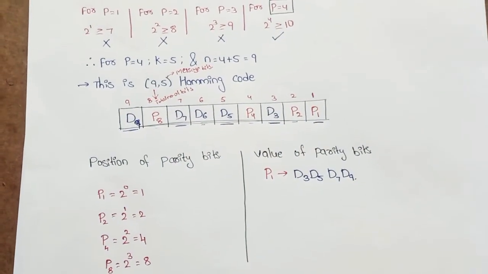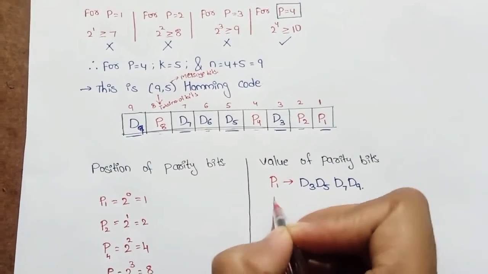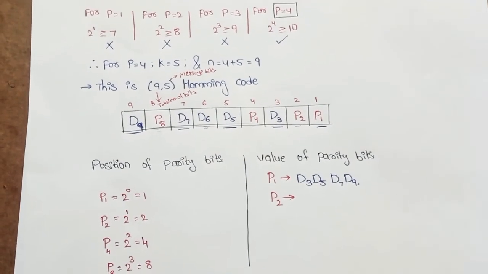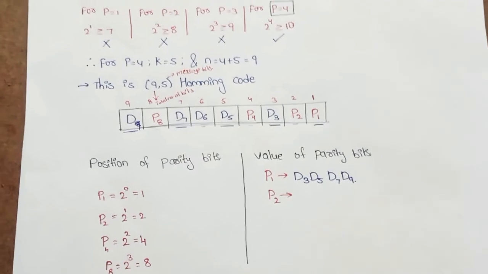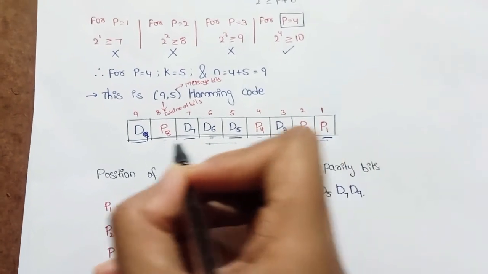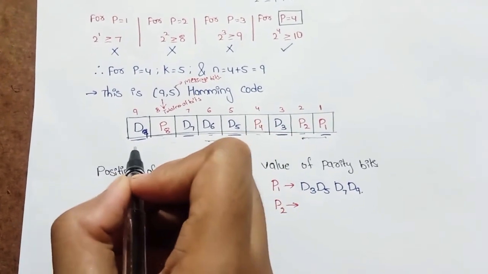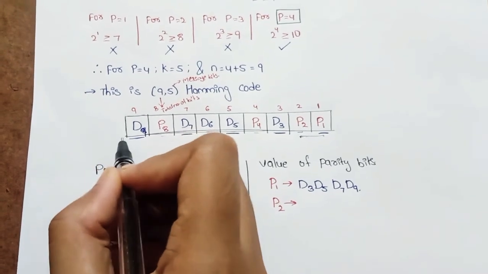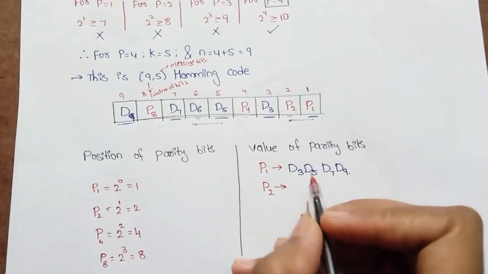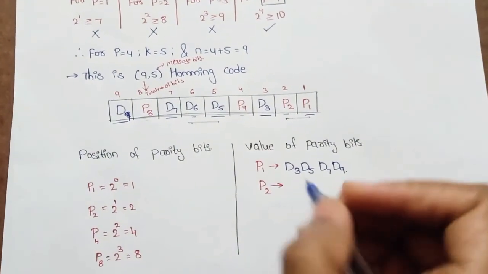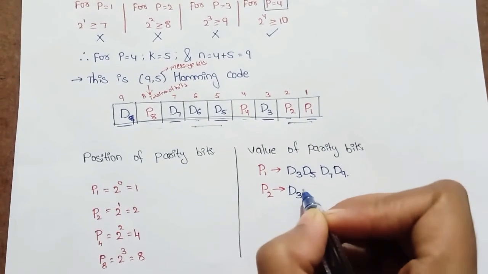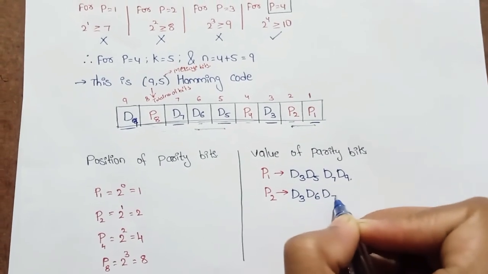We will repeat the same process for the second parity bit. For finding the second parity bit value, we need to check 2 bits and skip 2 bits. We need to check 2 bits, skip 2 bits and check 2 bits. We do not have the value beyond that, so we need not consider it. And what is the second parity bit value? D3, D6 and D7.